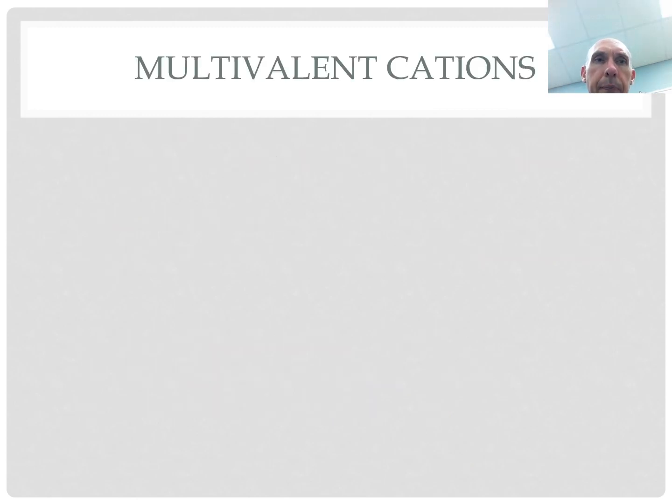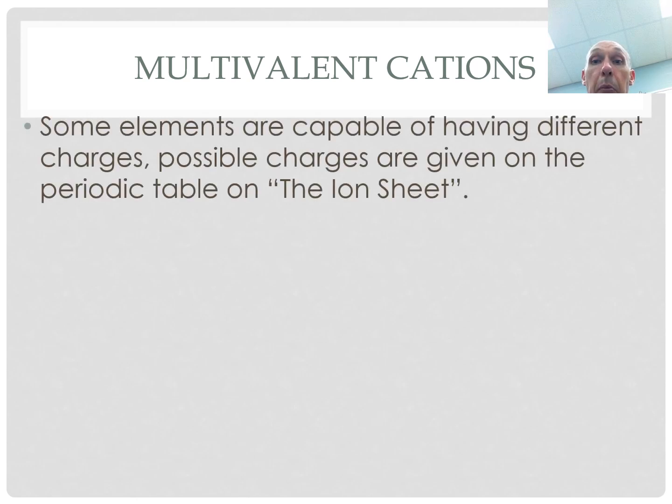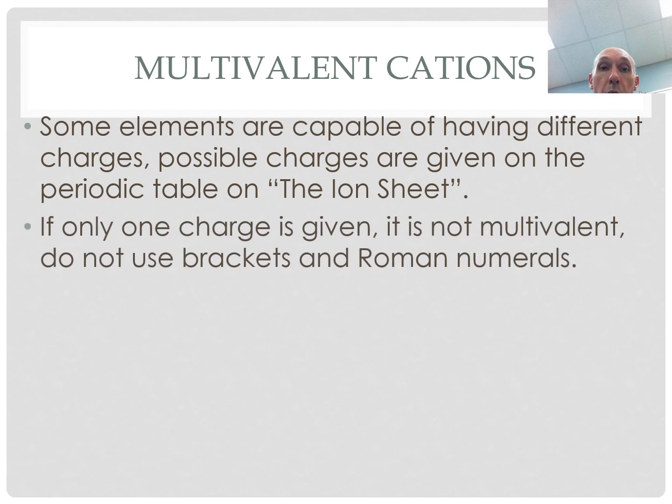Multivalent cations. Now, some elements are capable of having different charges. And the possible charges are going to be given to you when I give you something called the ion sheet, which is going to look like this. And we're focused today on the top part of it. So you see a periodic table, and some of them have 1 charge, some have 2 charges. If there's only 1 charge given for the metal, it is not multivalent. It's a normal one like we've been dealing with for a couple of years now, and you just write them as normal. No brackets, no Roman numerals.